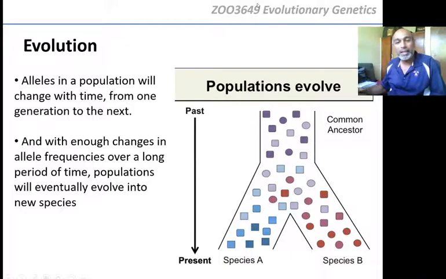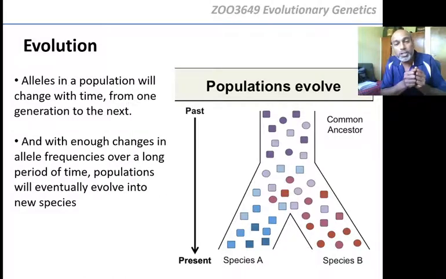And then in this area here in the middle, there are some alleles that are in species A, like these square alleles. But then there are other alleles like these round ones which are only in species B. But there they are. Both the square and the round are around during the time of the common ancestor. Okay, so that is how new species evolve.